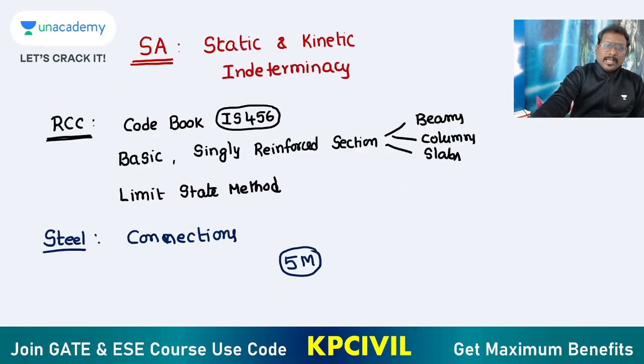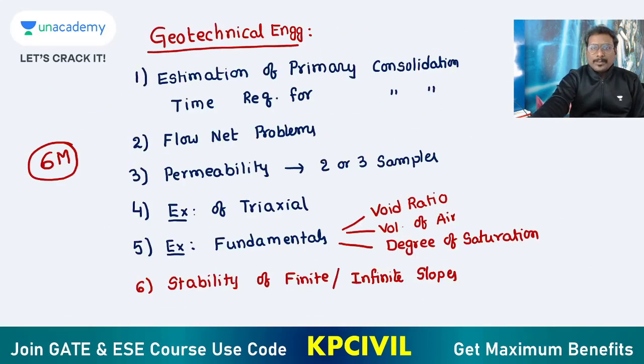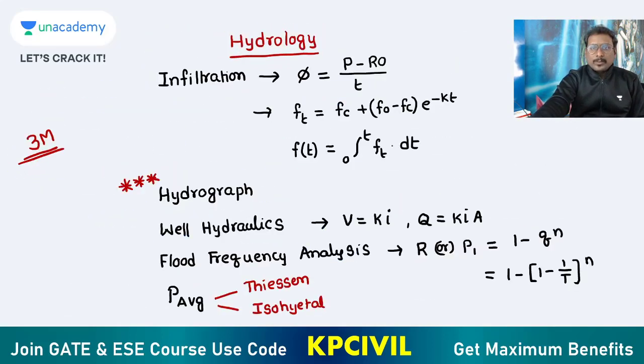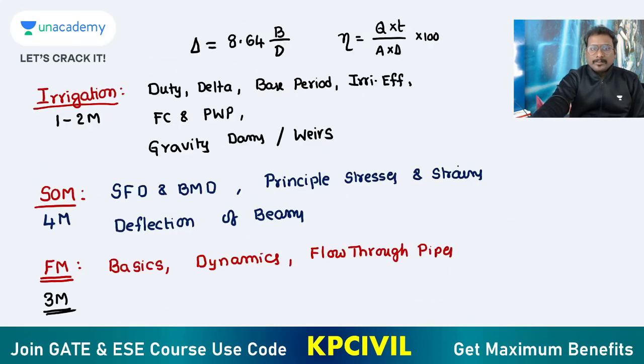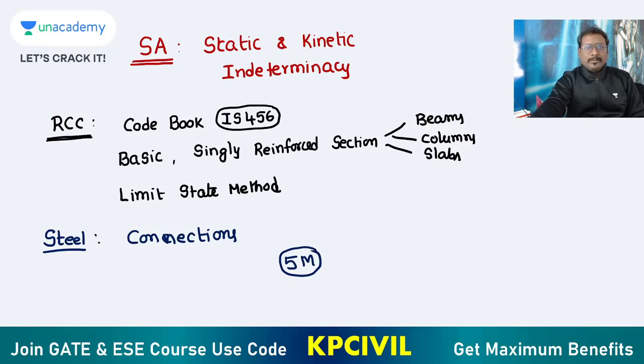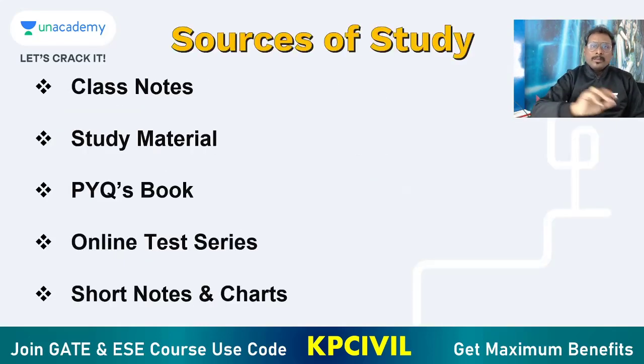So finally I am making you prepare for 50 marks from it. My important topics are from geotech, environmental, transportation, hydrology, CPM, PERT, plastic theory, surveying, irrigation, SOM, FM, structural analysis, RCC, steel, and also mathematics. I am not giving you a chance at aptitude. For aptitude, you have to use your brain, analysis, and practice more and more questions, if you love aptitude.